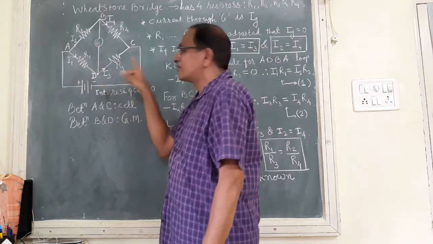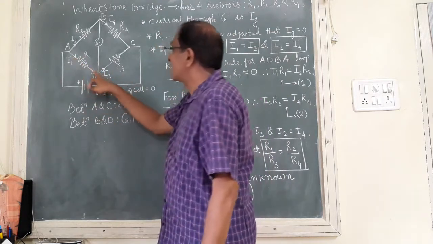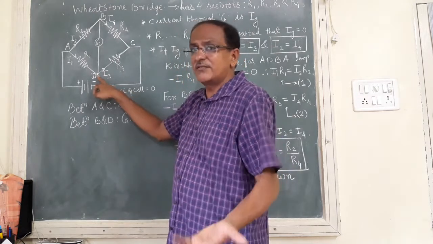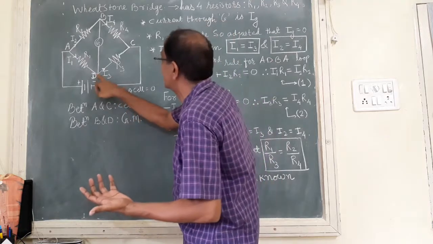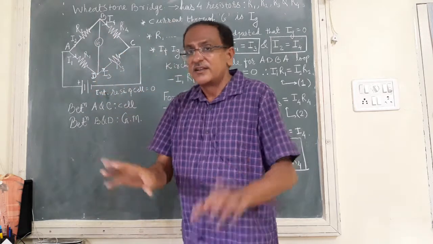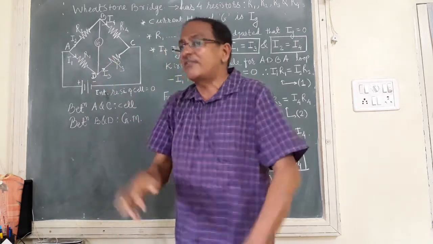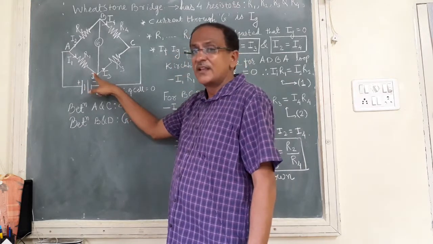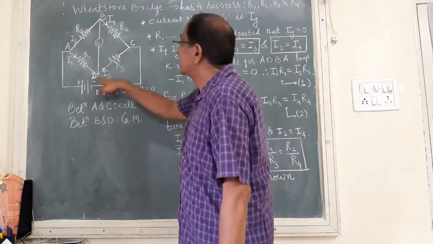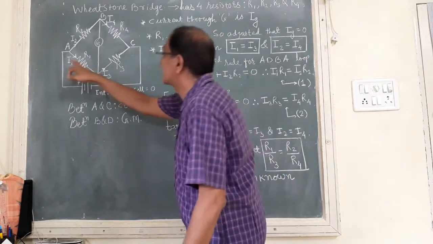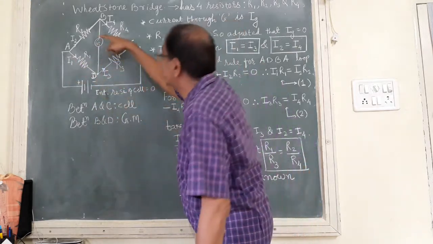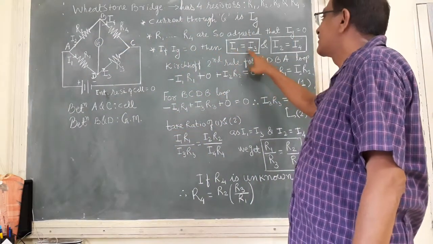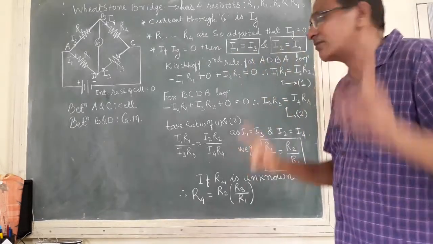And here similarly I1 current is flowing. This is a junction point, a branch point. The current could go this side, but we have adjusted these resistors in such a way that the galvanometer does not have any current. So the I1 current which is flowing will directly go to the branch DC. So I1 is equal to I3, since current is not going through the galvanometer. So here I1 is equal to I3 and I2 is equal to I4.